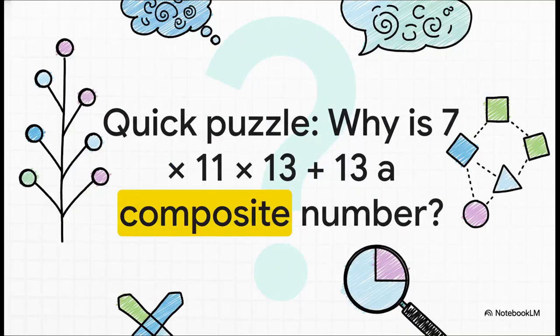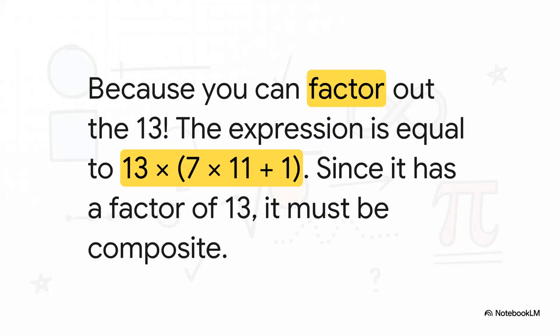Okay, so to make sure we've got a good handle on that orderly, rational world, let's try a quick puzzle. Take a look at this expression. Without even calculating the final number, how can we know for sure that it's composite? In other words, that it's definitely not a prime number. The answer is hiding right there in the structure. Both parts of the sum share a factor of 13, so you can just factor it out. This proves the entire number is divisible by 13, and since it has a factor other than 1 and itself, it cannot be prime, it has to be composite. See? It all comes back to factors.